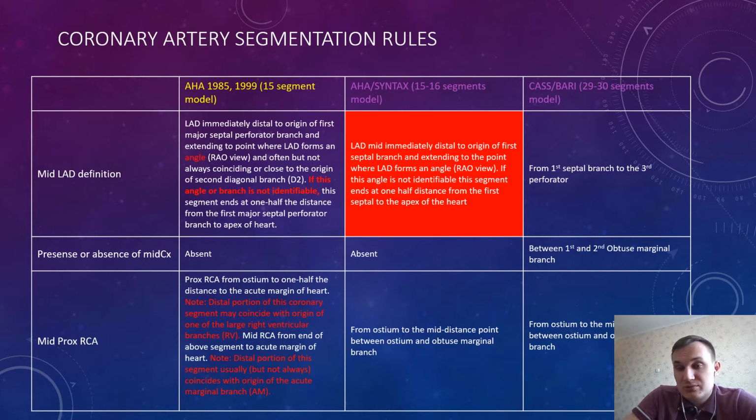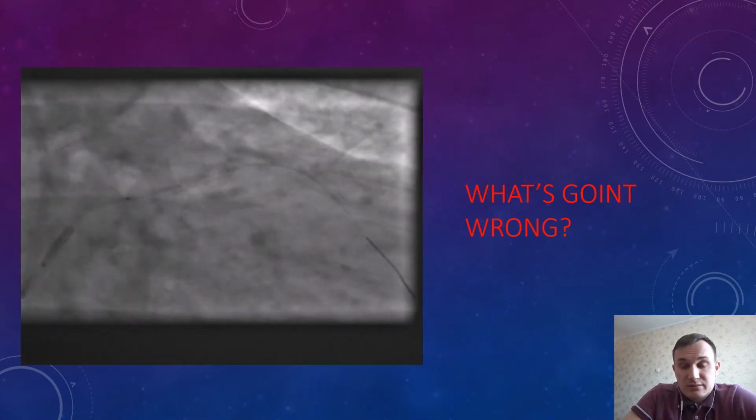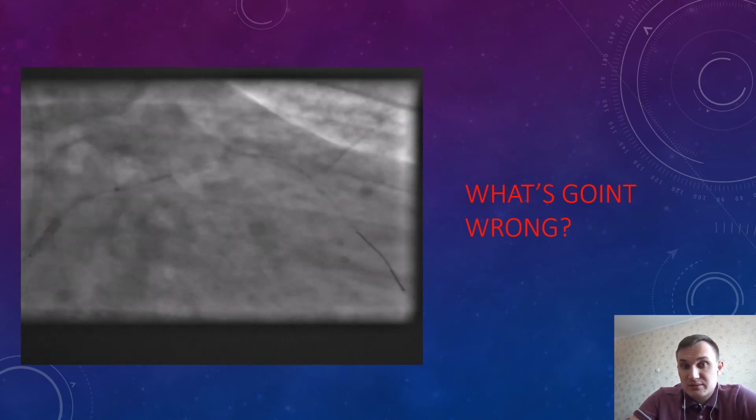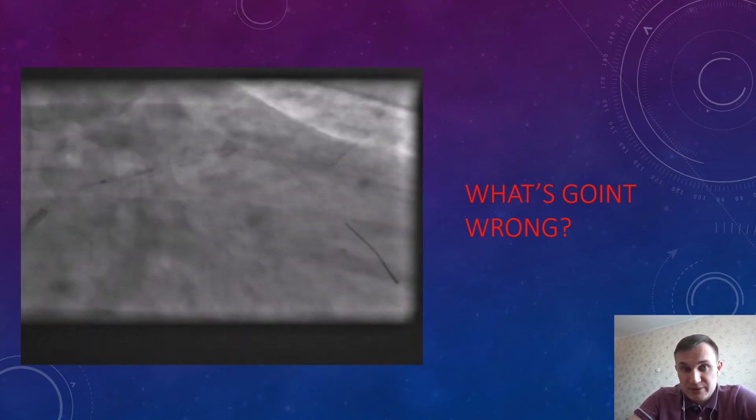and according to this model, the mid segment of LAD is located between the first perforator and the so-called angle of LAD, which generally can be identified in RAO projections, and if the angle does not exist, this segment ends at half the distance between the first perforator and the apex of the heart. And that's why we implanted our stent, however, in the distal segment.